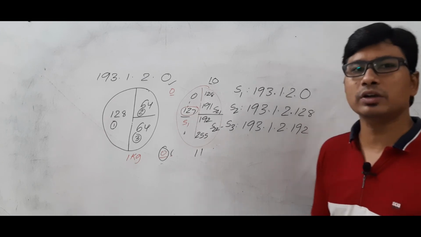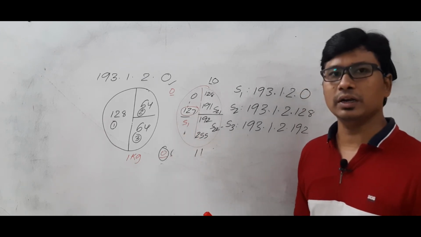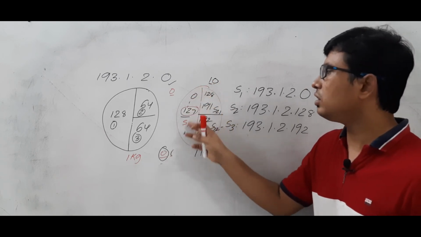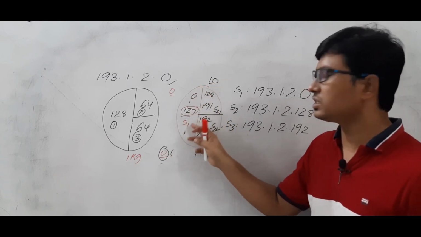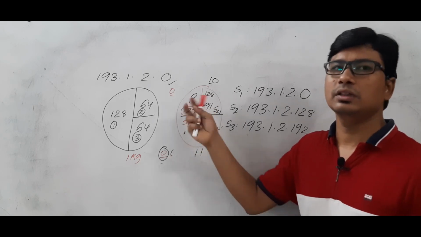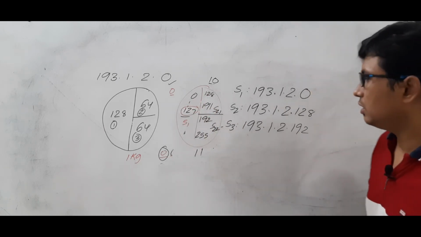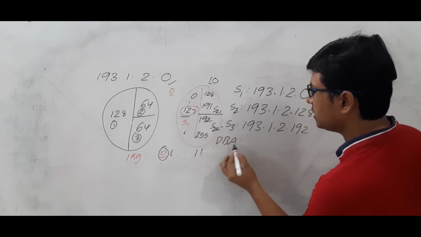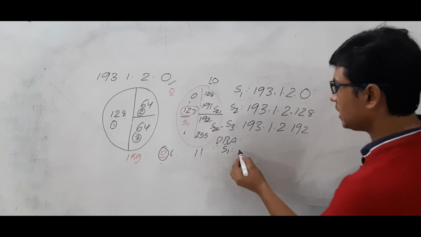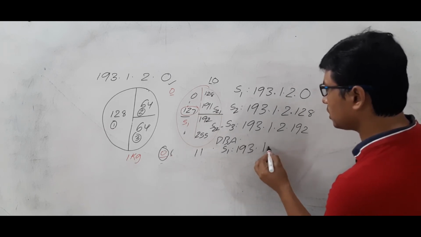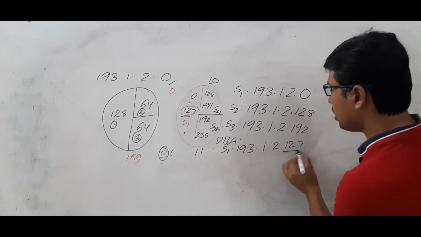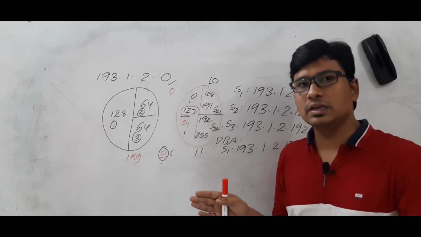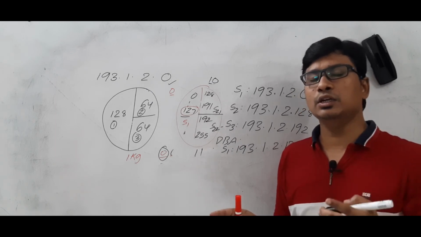Can you tell me what is the direct broadcast address of S1? What is meant by direct broadcast address? If anyone from another network wants to send a packet to all the hosts in this subnet S1, then we will use the direct broadcast address. So how to get the direct broadcast address of S1? Can you tell me? 193.1.2.127. How did I get it? If you keep all ones in the host ID part, then you will get the direct broadcast address.